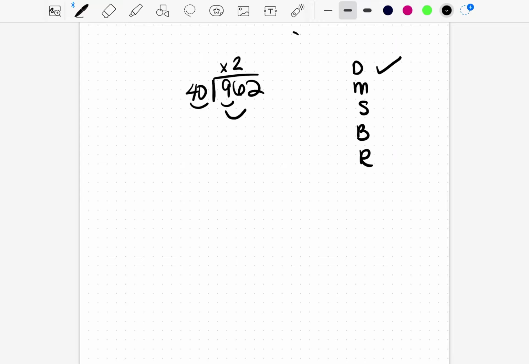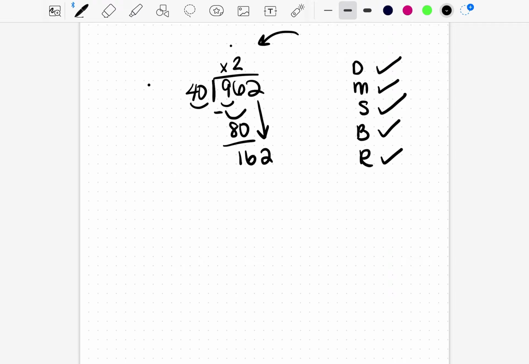So we divided. Where do we put the number that we divide and get an answer from? On the top. Now we multiply. What do we multiply? The top number times the side number. 40 times 2 is 80. We always put the answer that we get from multiplying below. So we can subtract. 96 minus 80 is 16. Good job. Then we can bring down. There's a number already there for us to bring down. So we're going to bring down the 2.